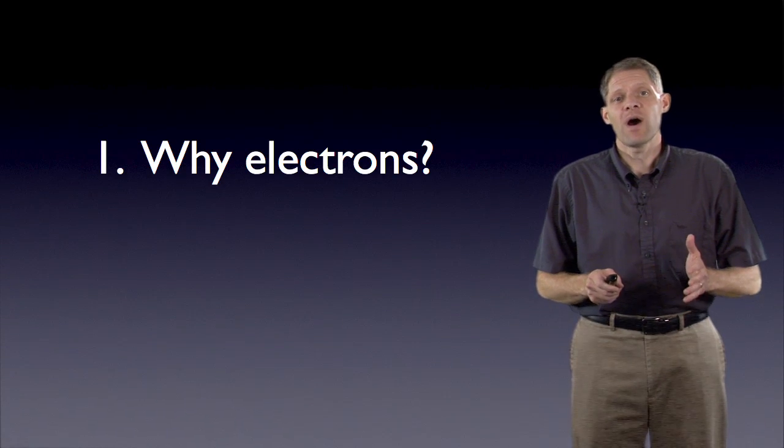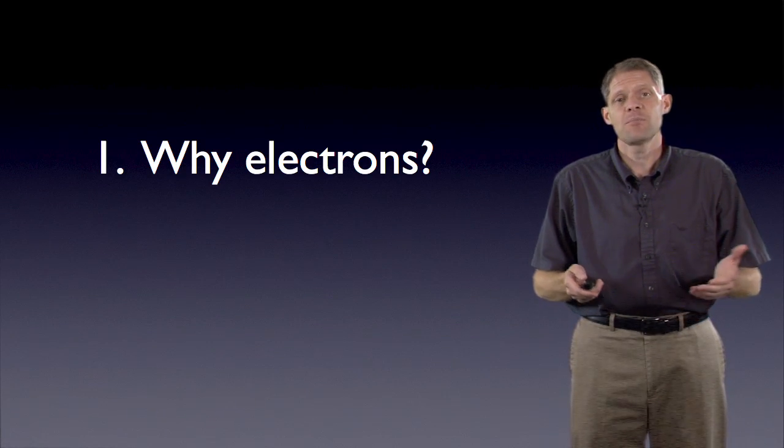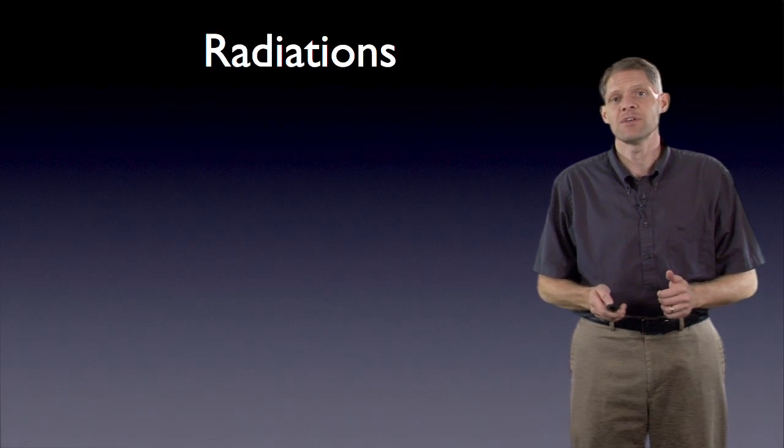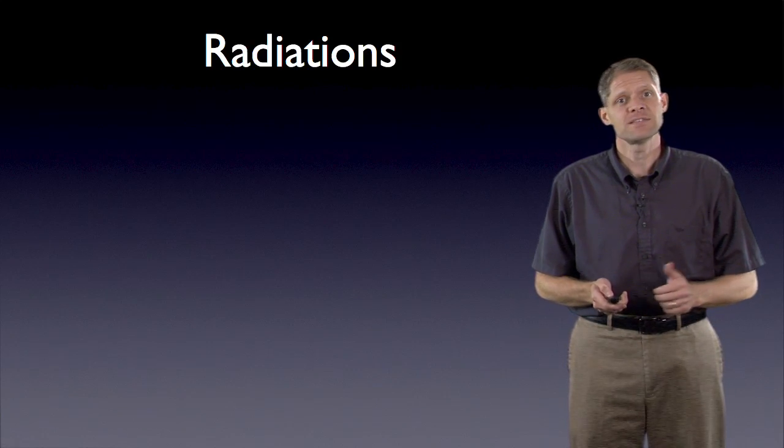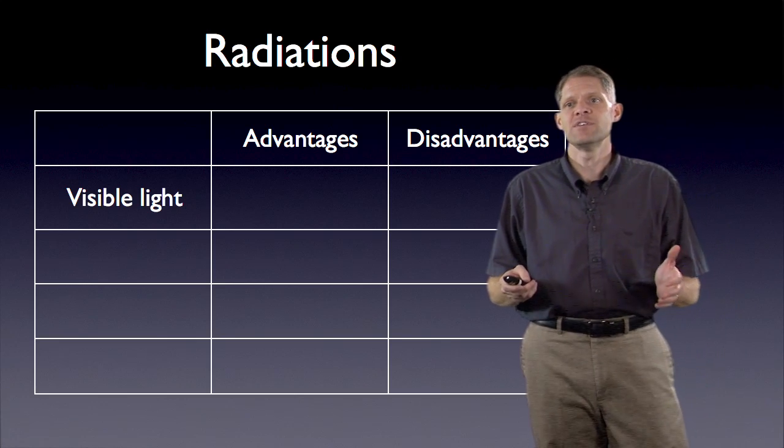So let's talk about why use electrons. Well, if we wanted to build a microscope, there's a number of different kinds of radiation that we could use, and each one has its advantages and disadvantages. So the first one you might think of is visible light.